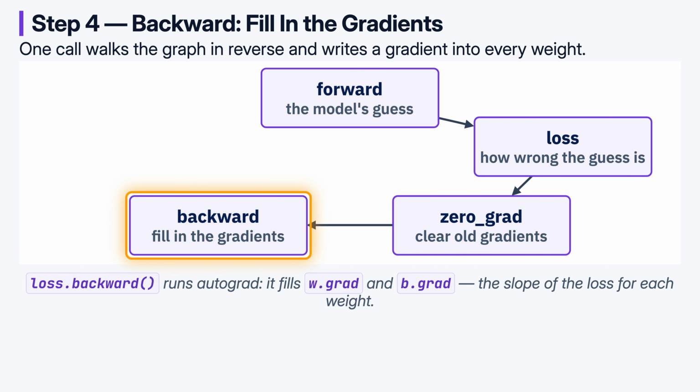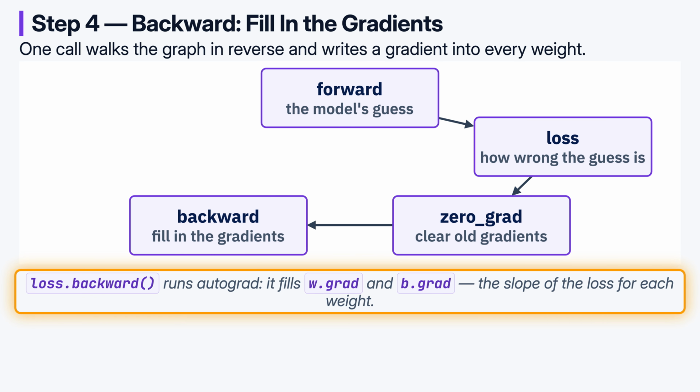Fourth is backward, the walk from the autograd lesson. One call walks the graph in reverse. The arrow leads into the backward step. Loss.backward runs autograd. It fills w.grad and b.grad. That is the slope of the loss for each weight.